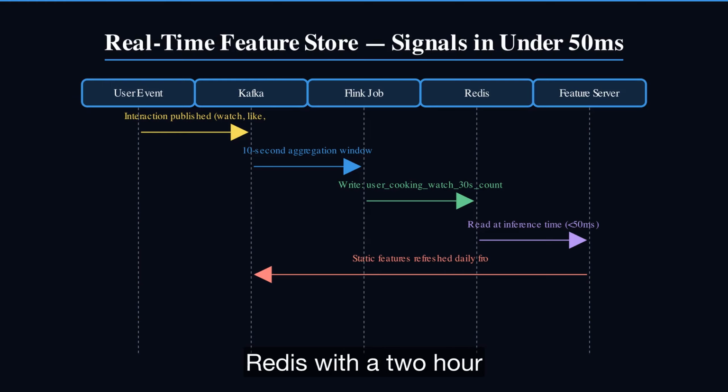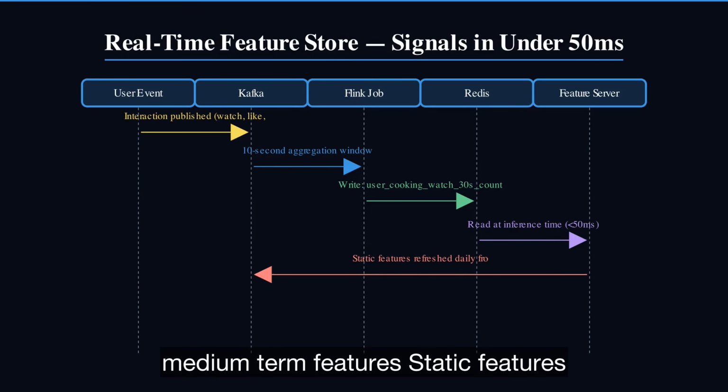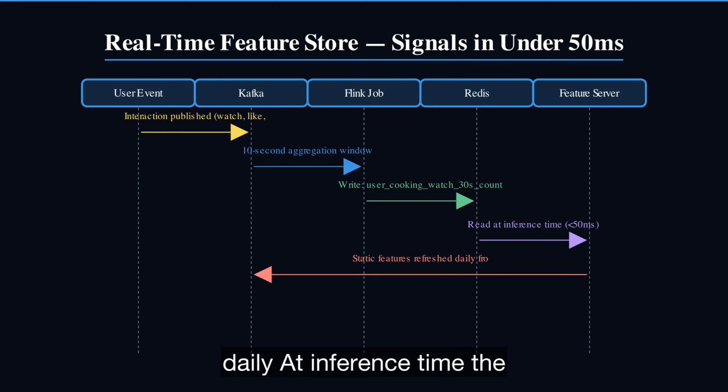That update writes to Redis with a 2-hour TTL for session features and a 7-day TTL for medium-term features. Static features like demographic data live in a columnar store updated daily. At inference time, the feature serving layer reads from Redis in under 50 milliseconds. Miss that window and the model is recommending based on stale interests.